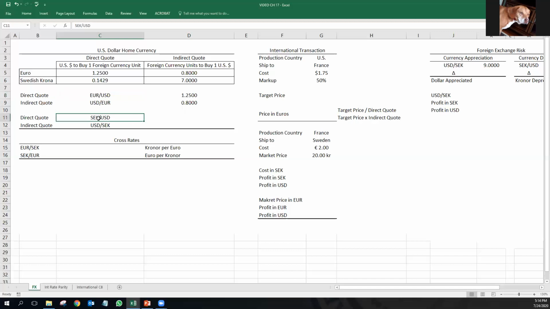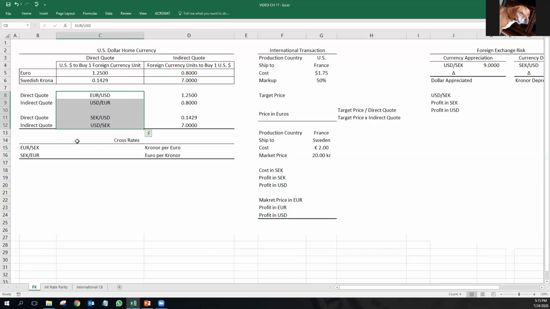Here, same thing. So to buy 1 Swedish krona, how many dollars do I need? We already know that that's this one. To buy $1, how many Swedish krona do I need? We already know that that's that one there. So this is what you typically see when you go look for foreign exchange quotes.